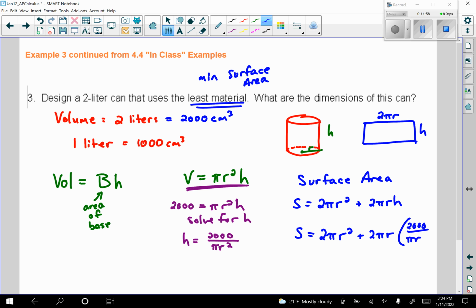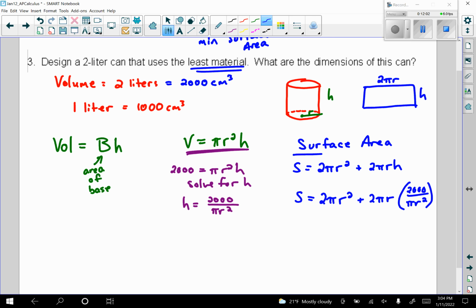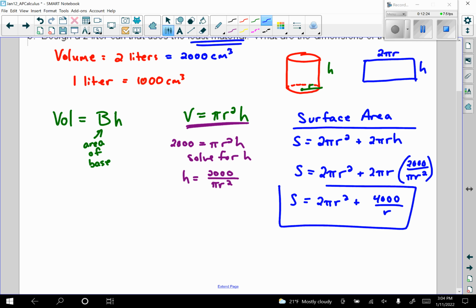And we're going to simplify this. This is the function that we're going to take the derivative of and then use it to minimize the surface area. So as we simplify this, we'll get 2 pi r squared, and here we'll get 2 times 2,000, which gives us 4,000, and the pi's divide out, and we have one more r in our denominator. So this is our function that we're going to have to take the derivative of.